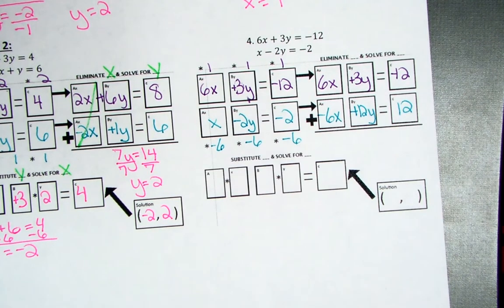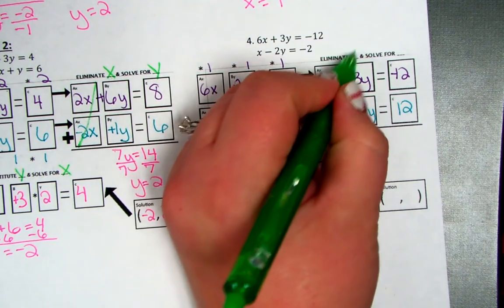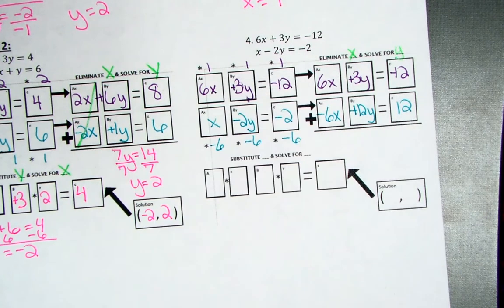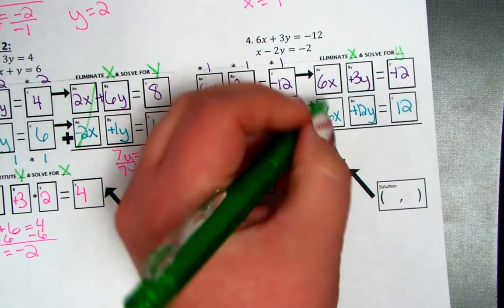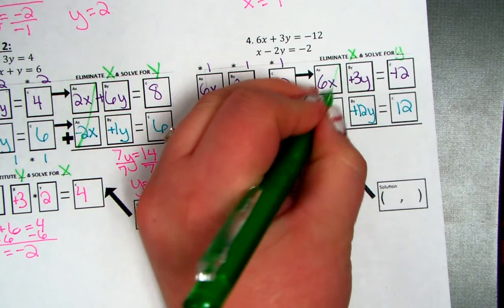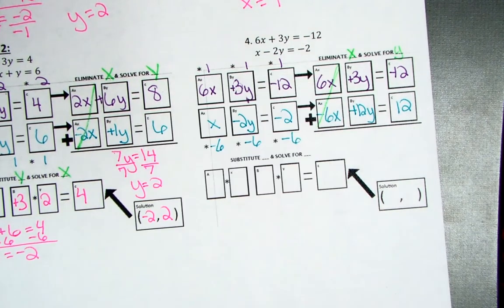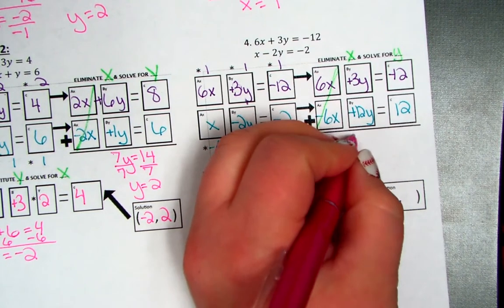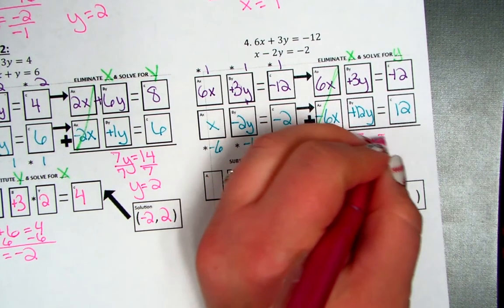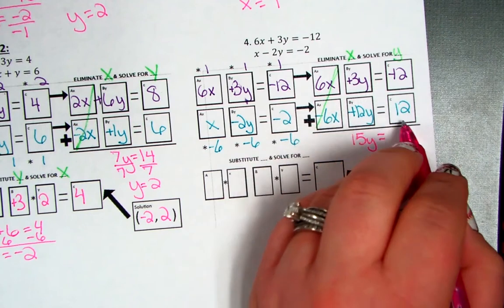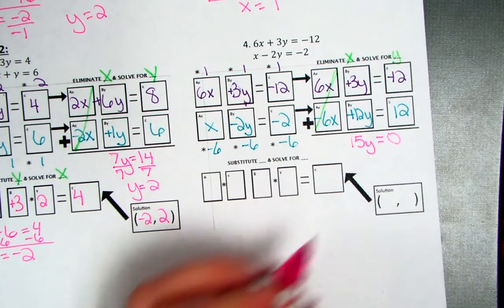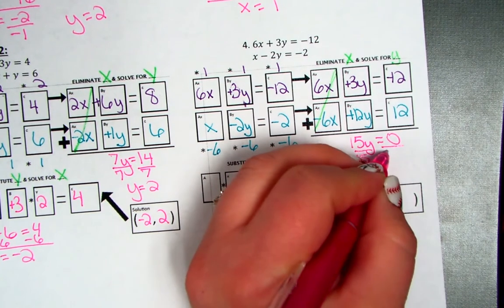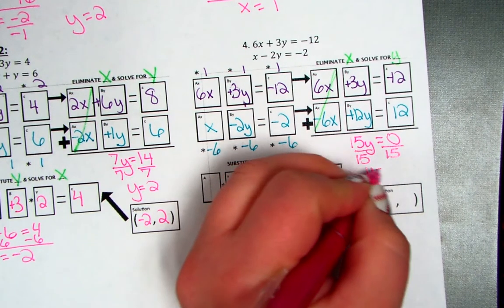Now our goal here was to get x to eliminate so that we could solve for y. So let's eliminate the x's. 6x minus 6x, gone. Leaving us with 3y plus 12y, 15y. Negative 12 plus 12 is 0. Divide both sides by 15. And y is equal to 0.